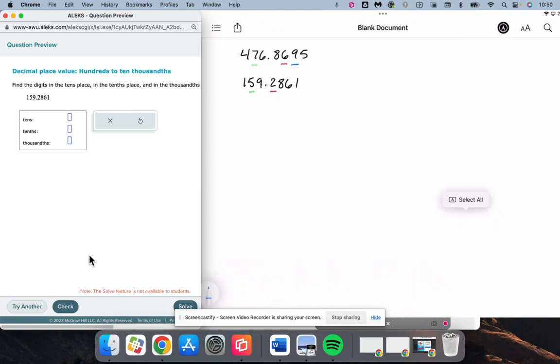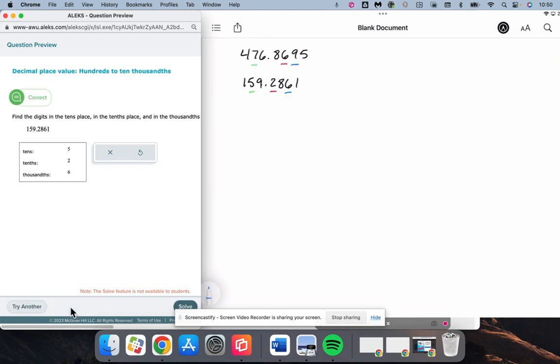And then the thousandths: the 2 is in the tenths, 8 is in the hundredths, 6 is in the thousandths. So we have a 5 in the tens, a 2 in the tenths, and a 6 in the thousandths.